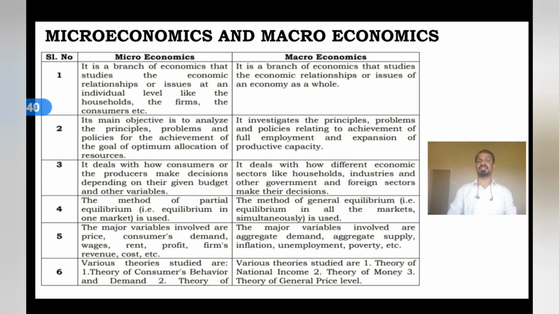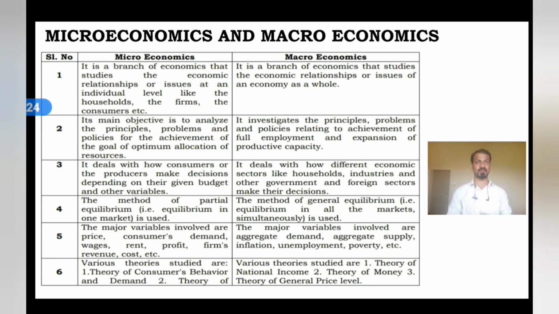Come to the third distinction. Microeconomics deals with how consumers or producers make decisions depending on their given budget and other variables. In microeconomics, we study how the consumer behaves, how producers behave, and how they make their decisions with the budget and the resources. So here we learn the behavior of consumers, sellers and producers. In microeconomics we study the behavior of these economic agents.